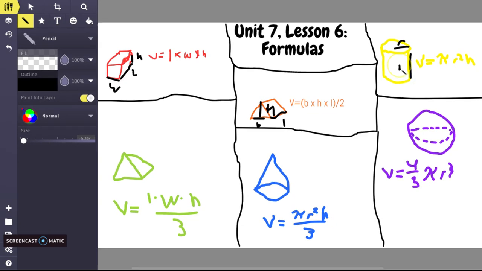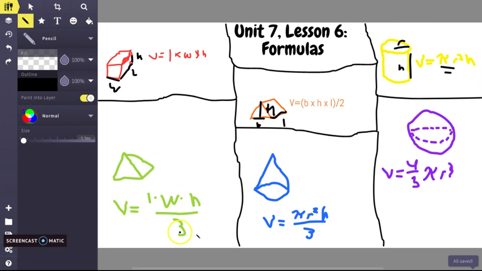So why? Well, pi r squared, this piece right here, pretty much can tell you the area of a circle. So if you find out the area of a circle, and then you multiply it by the height, so now you know what this is. Now you have to bring it all the way down, and that's the height. That's why that's the volume.